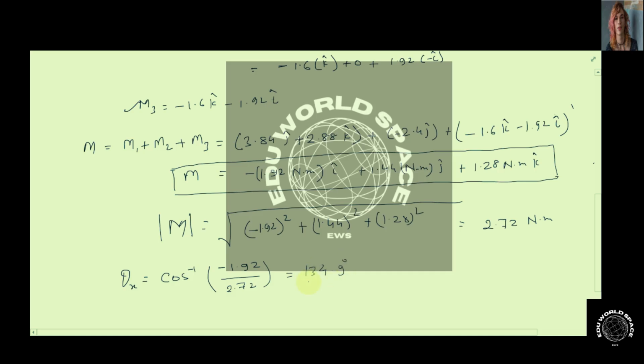134.9 degree. For the calculation of the angle made by y, theta y, cos inverse, we can use the coefficient of j cap, that is 1.44 divided by 2.72, and it gives the value to be 58 degree. Now talking about theta z, that will be cos inverse of the z component 1.28 divided by 2.72, and this comes out to be 61.9 degree.